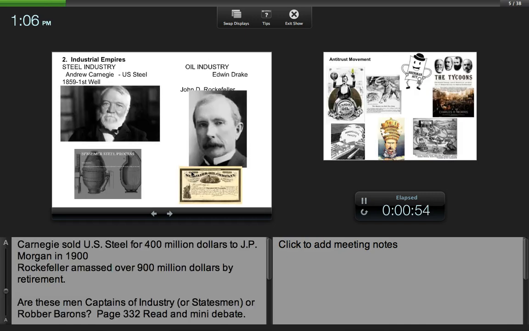Talked about Carnegie and Rockefeller a lot. Don't think we need to spend a lot more time on them. Again, good specific historical evidence if we're looking for anything that has to do with business.